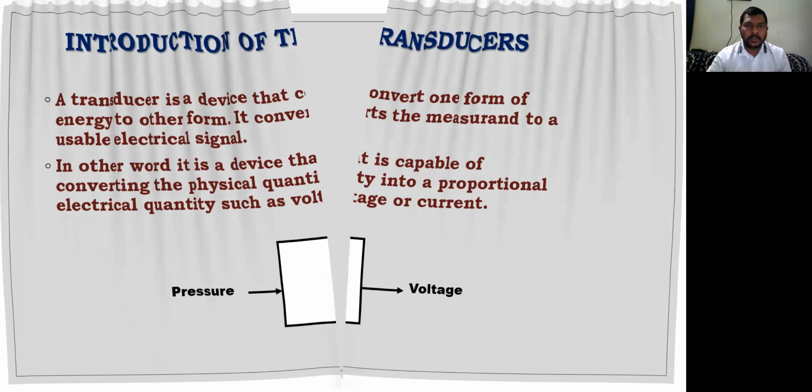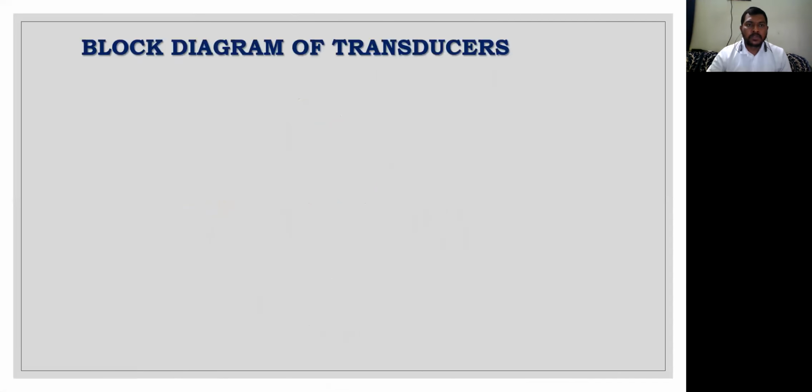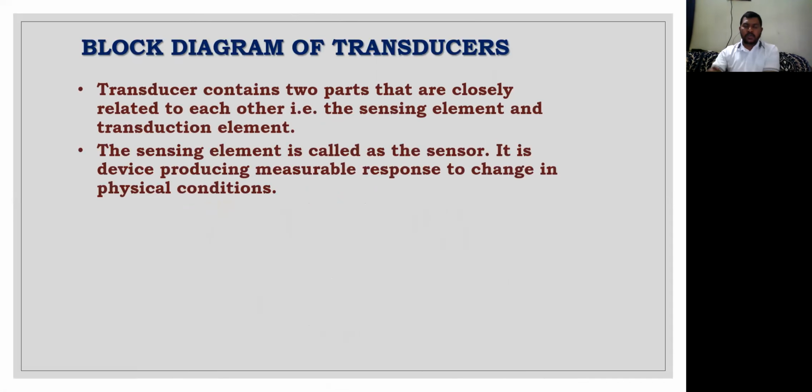So let us again, yeah. So this is the block diagram of a transducer. A transducer contains mainly two parts that are closely related to each other: the sensing element and the transduction element, which means that one part is to sense that particular physical parameter, and the other one is actually going to convert it into an electrical one. Right? Now that sensing element is called a sensor. It is a device which is going to produce a measurable response to change in physical conditions. So that sensing element is first connected to that physical parameter, right?